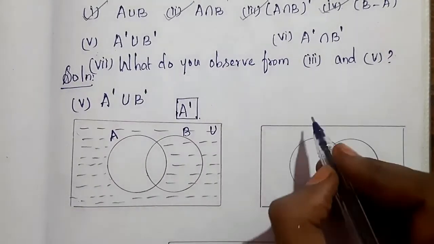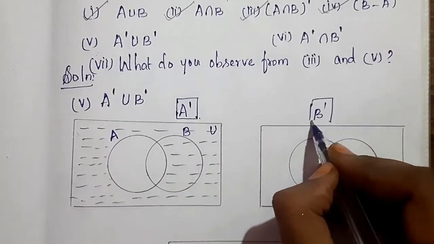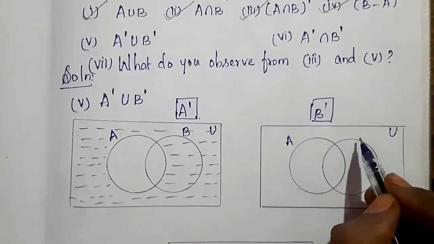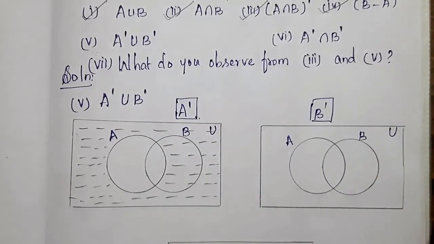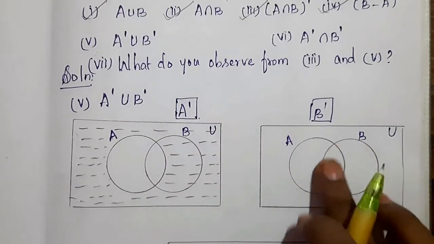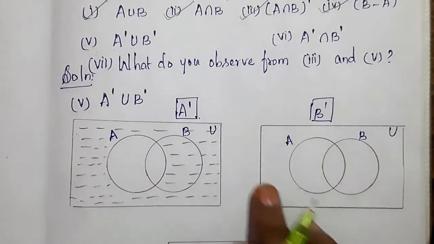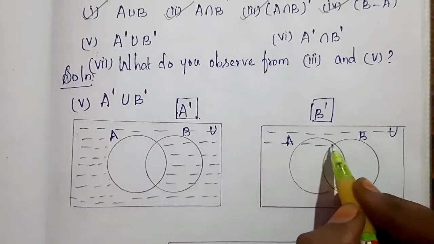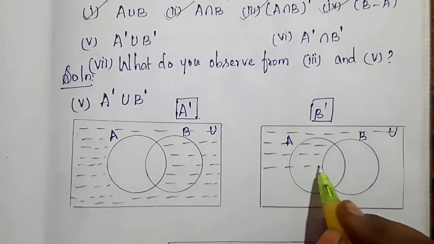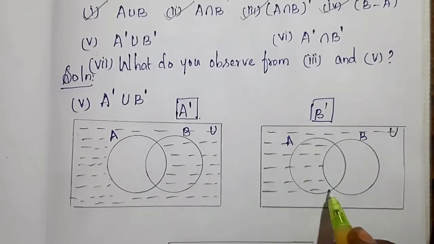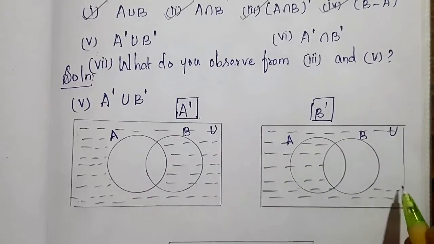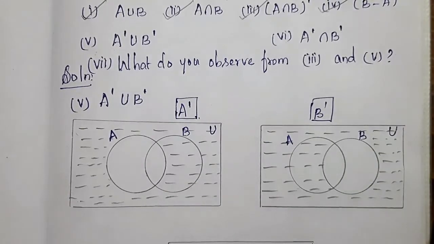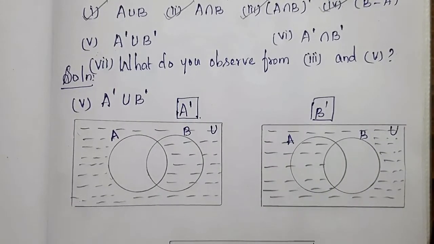So B complement. Next we can draw the B complement. So B complement is universal set, A, B. B complement means except B. It is except B, remaining everything. So except B, remaining everything means the set will be like this. Okay, it is B complement.